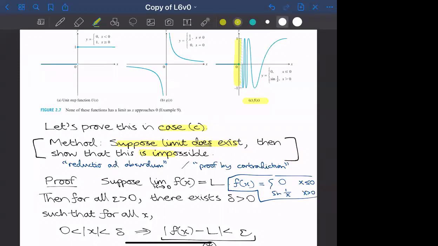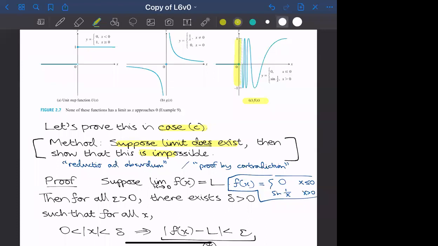And so that means that when we're close to 0, this function takes values always between 1 and -1. That's the range of the function. But very close to 0, it takes all possible values in that range. So you can see that from the graph, it's oscillating like this. And that lets us prove that no limit exists.